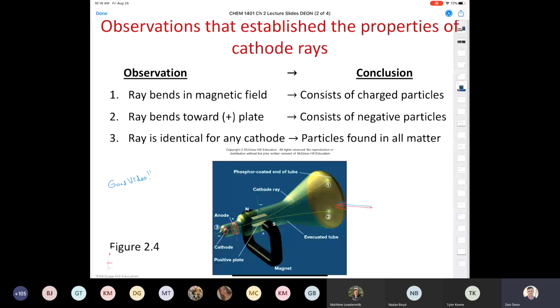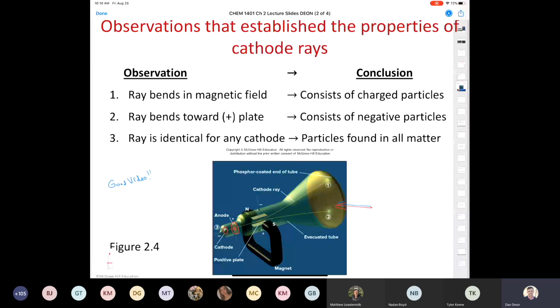When that was done, they noticed there was a beam of particles that went from the cathode, which is negatively charged, to the anode, and then through the anode, which had a hole in it. That beam, which is called a cathode ray, caused fluorescence on a phosphor-coated end of the tube. They didn't know what that ray was made out of.